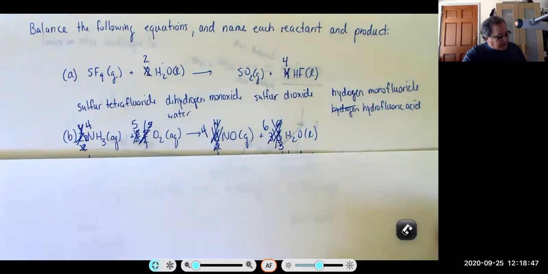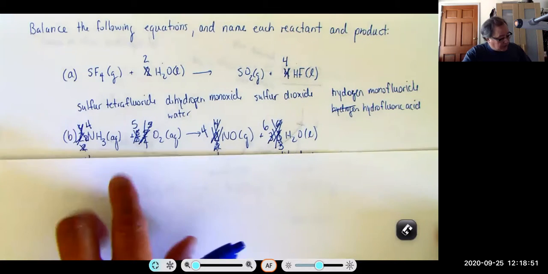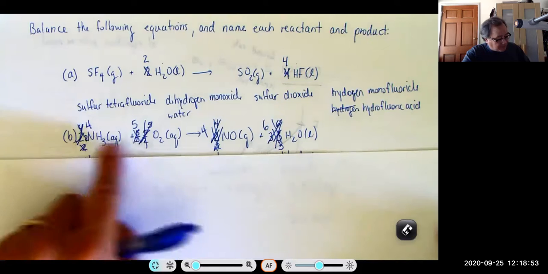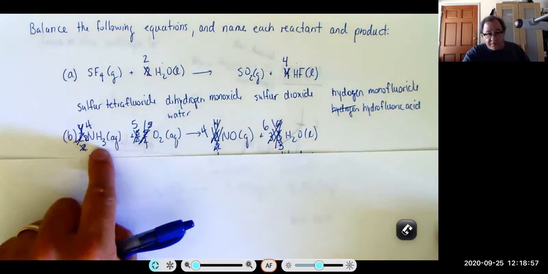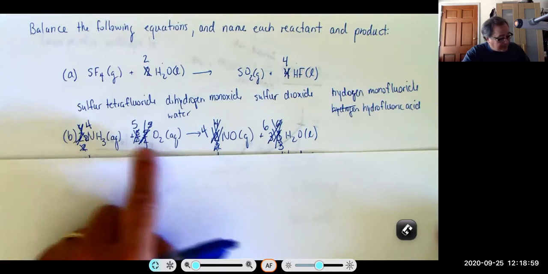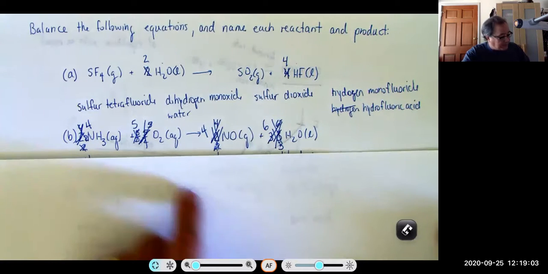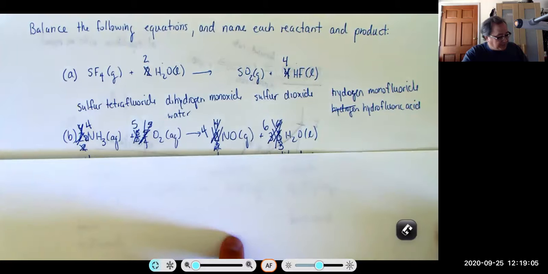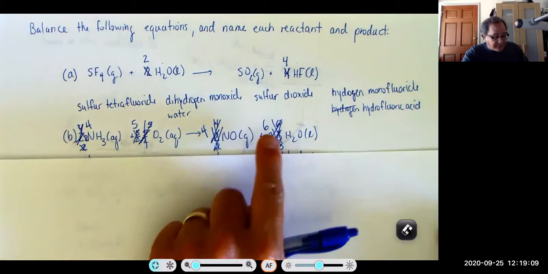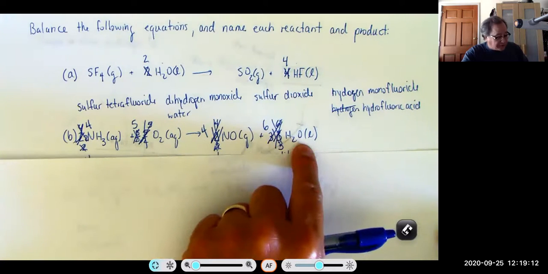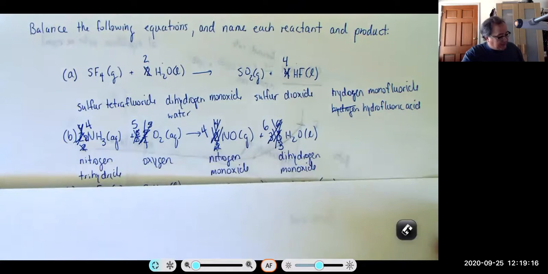And we can double check the coefficients to make sure that we have a balanced reaction. So 4 nitrogens here, 4 nitrogens here, 4 times 3 for 12 hydrogens, 6 times 2 for 12 hydrogens, 5 times 2 for 10 oxygens, 4 times 1 for 4 oxygens, but 6 times 1 for 6 oxygens for a total of 10 oxygens. And then here are the names.